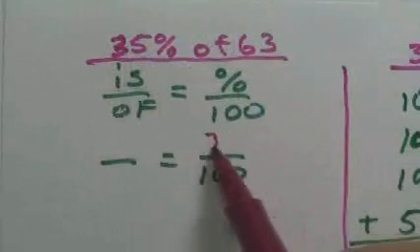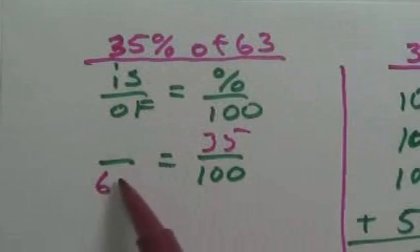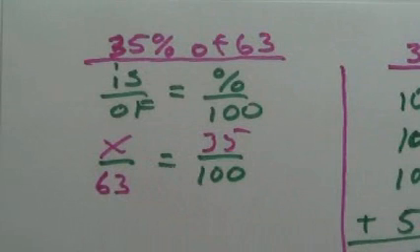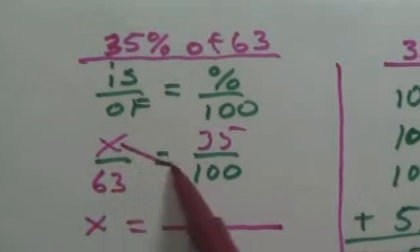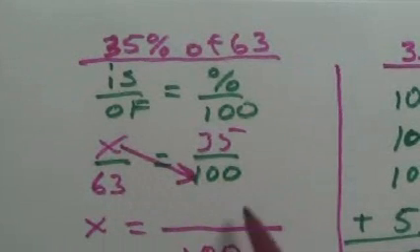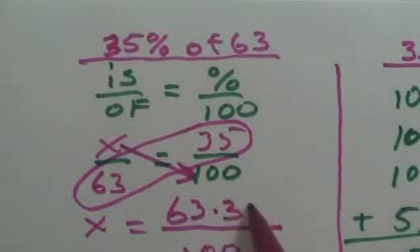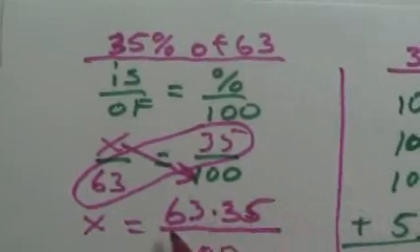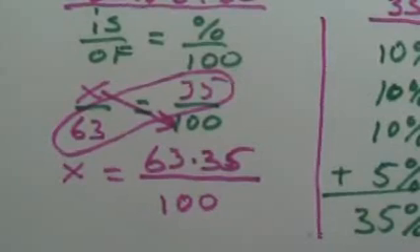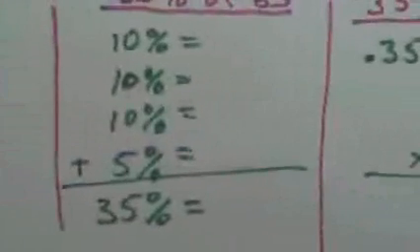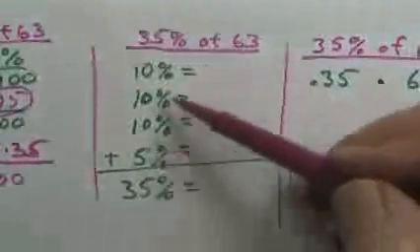So 35%, that's your percent number up here, 35. Of 63, that's the of number down here, and you don't know that. And then remember, when setting these up, that the number diagonal of x goes on the bottom, and the other two go on top. 63 times 35. And then from here you can multiply them out, reduce, and multiply them all out.